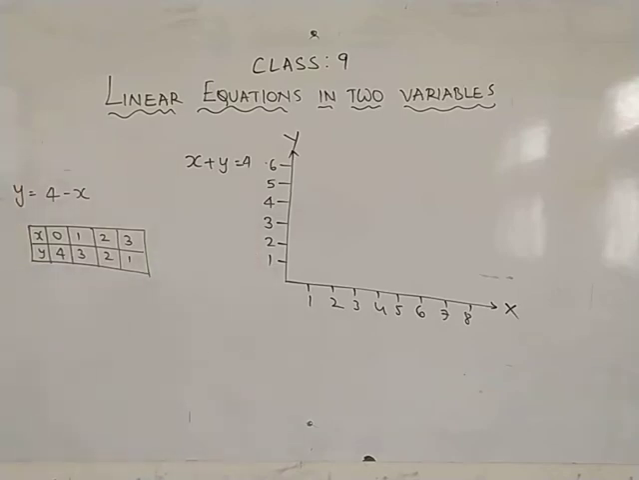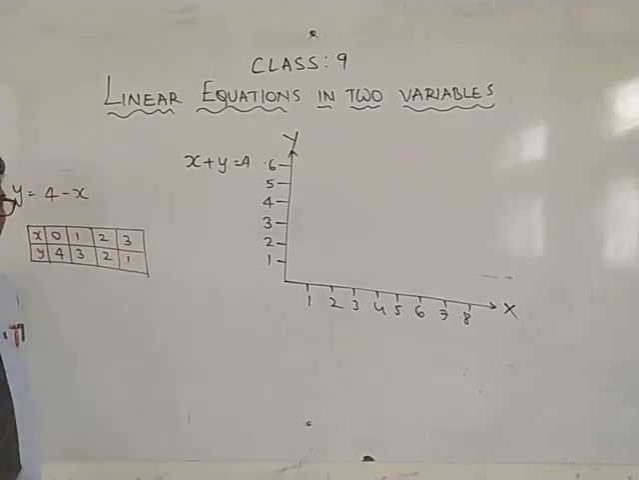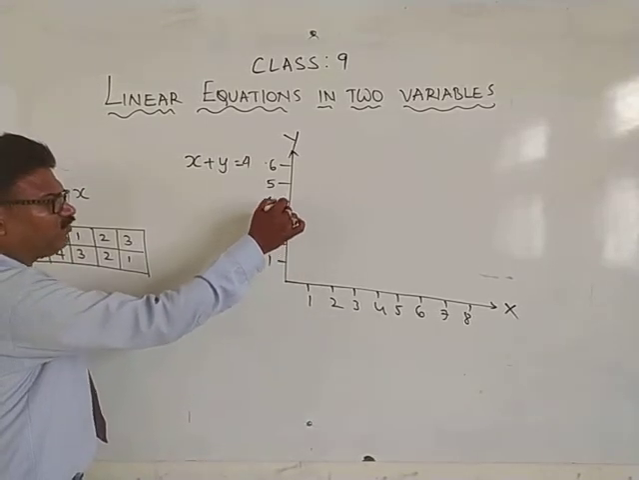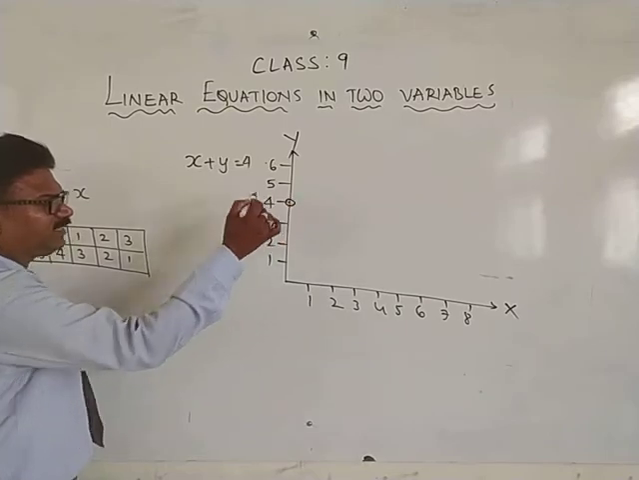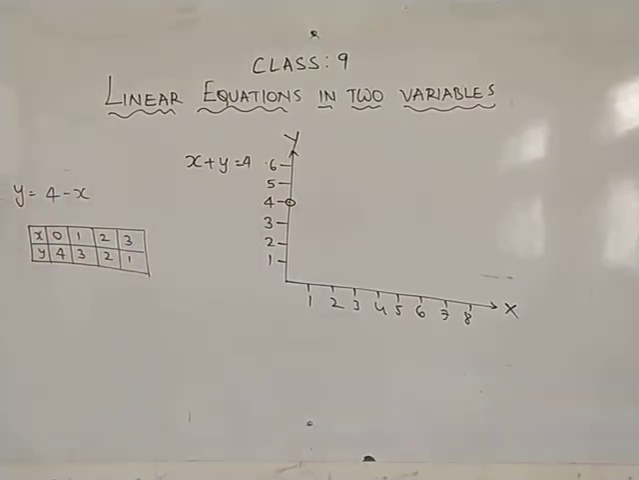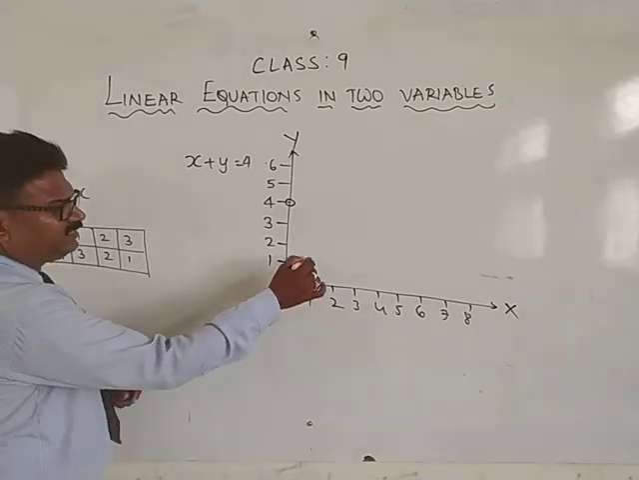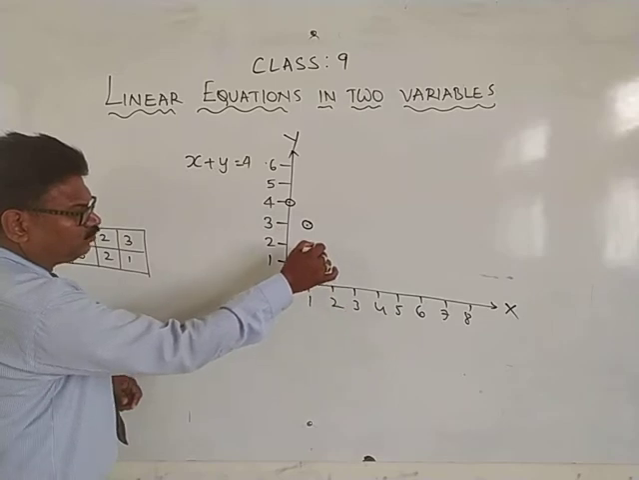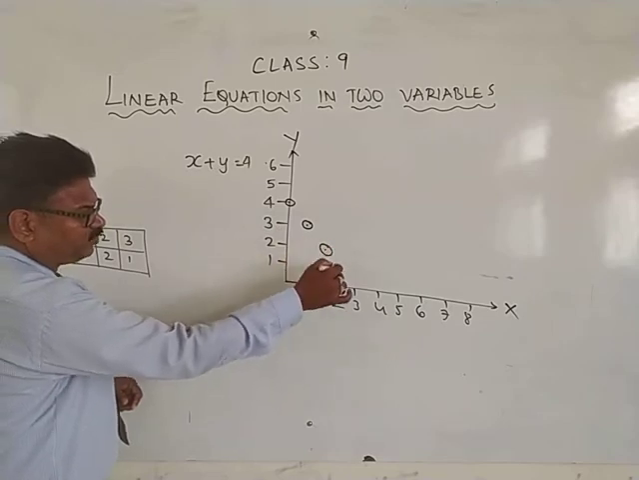Okay? Now, how to draw the graph? Very, very simple. First one is 0 and 4. What is the value of x? 0. Where 0 comes? Here 0. Y value is 4, means 1, 2, 3, 4. That's much. Any doubt? Yes. Now, what is the first point? 0, 4. Next point 1, 3. Here 1, 3 is there. Next one 2, 2. Next one 3, 1.